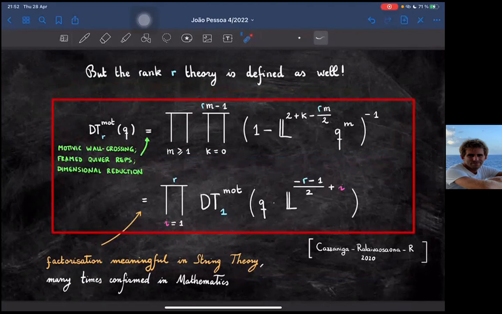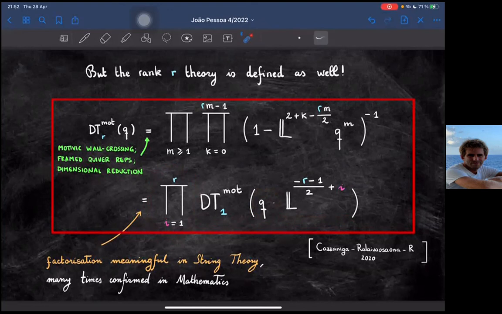But of course, it's not a big improvement. An interesting feature is that once you have this formula, you can play with it a little bit and prove that it can also be rewritten as a product of R rank 1 motivic generating functions with not the usual variables, but just a shift. So this is meaningful in more than one way.